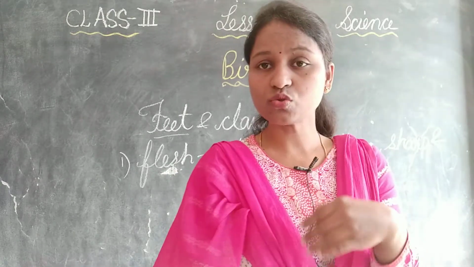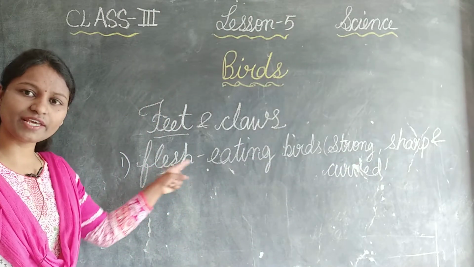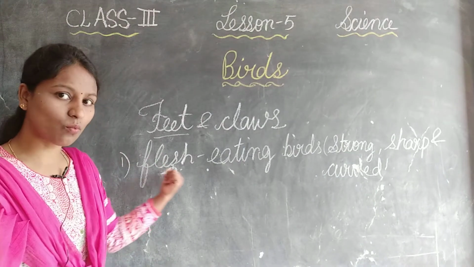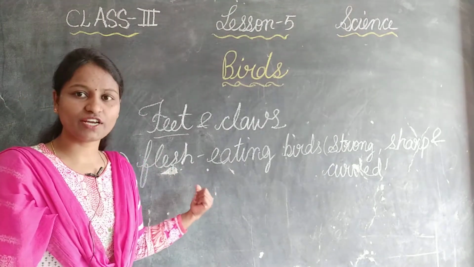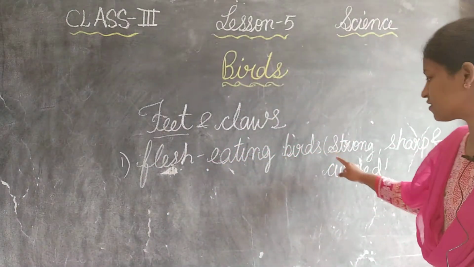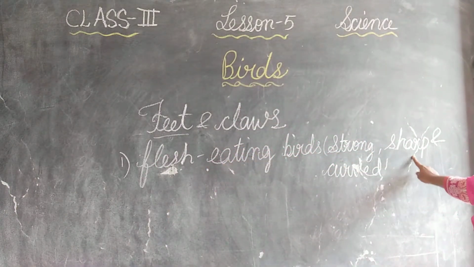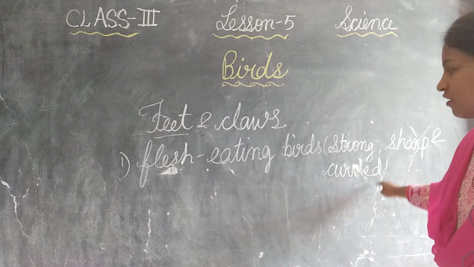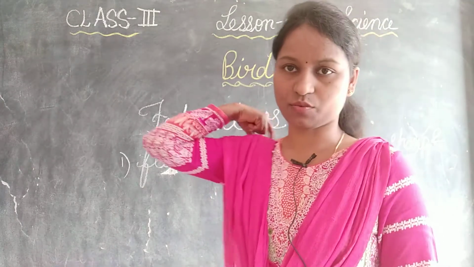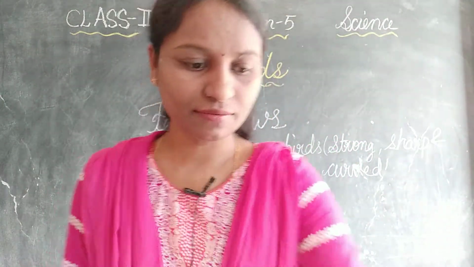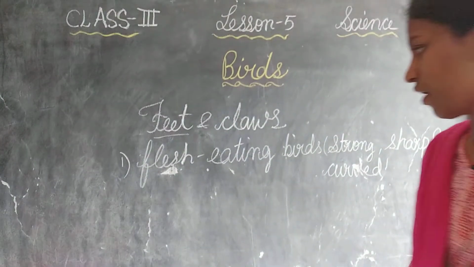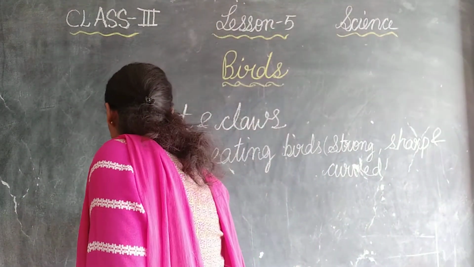Okay. So which type of birds are flesh eating birds, children? Like hawks, eagles, vultures, these are the flesh eating birds. And what type of claws are present? Strong, sharp and curved. Now let's see the next one. Next one is the perching birds.